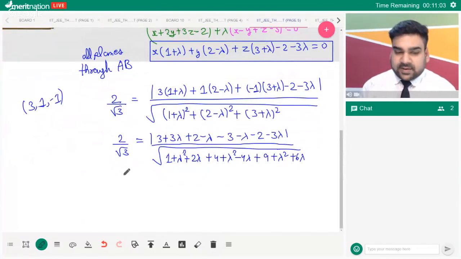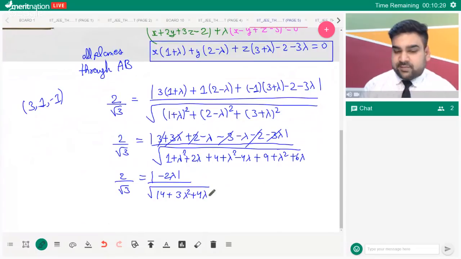If you simplify this equation, in the numerator you will see 3 minus 3, let's cancel this out. 2 minus 2 will be cancelled out as well. 3 lambda minus 3 lambda is also cancelled out. You will notice that only minus lambda is left. So minus 2 lambda divided by, if you add all these terms, 1 plus 4, 5 plus 9, 14, plus 3 lambda square plus 2 lambda minus 4 lambda, 6 lambda, 4 lambda.